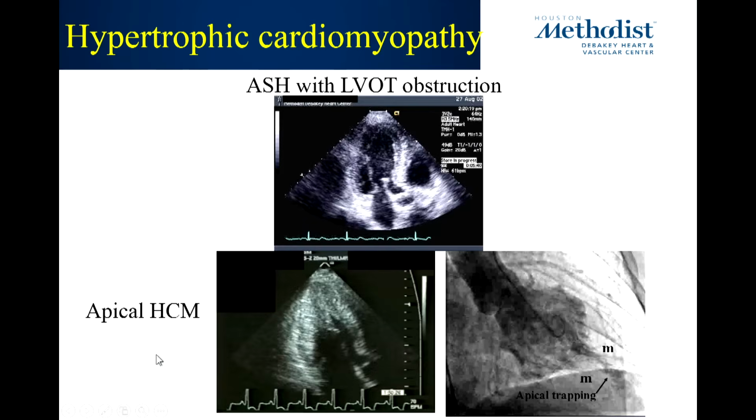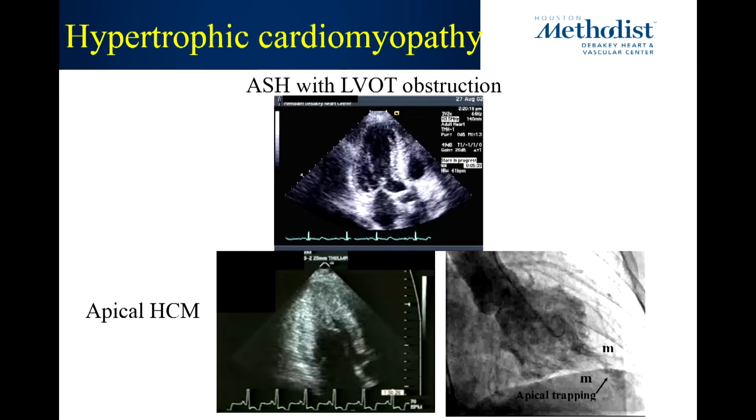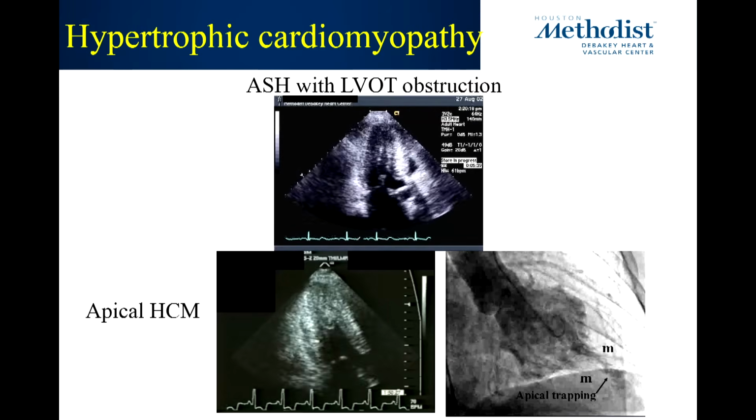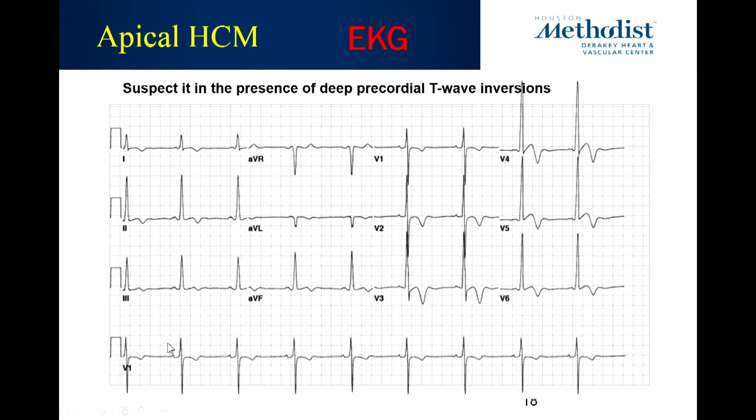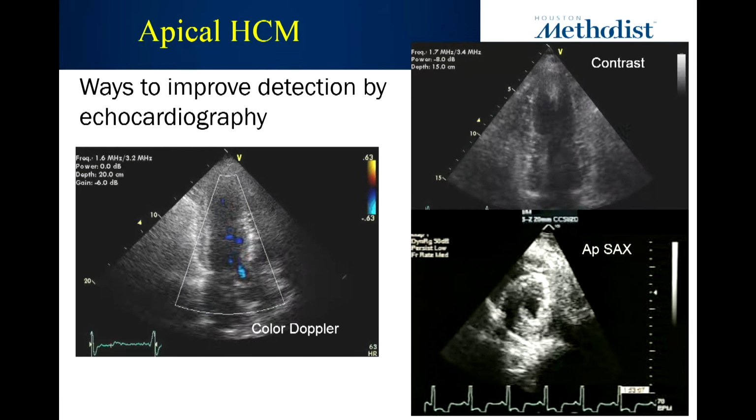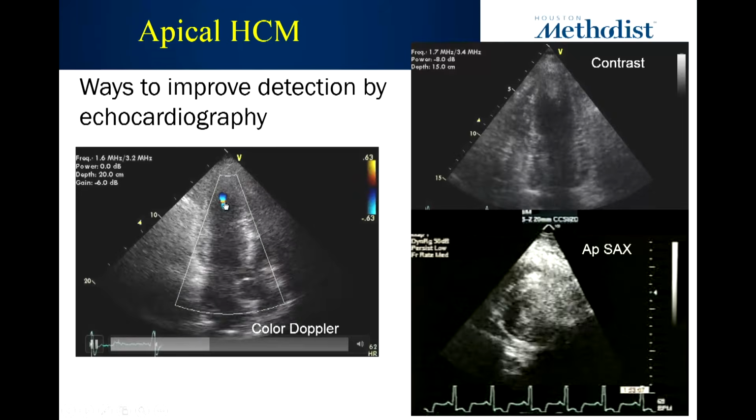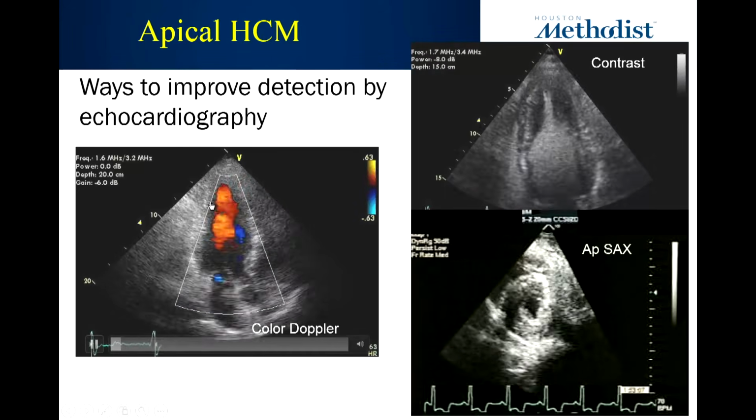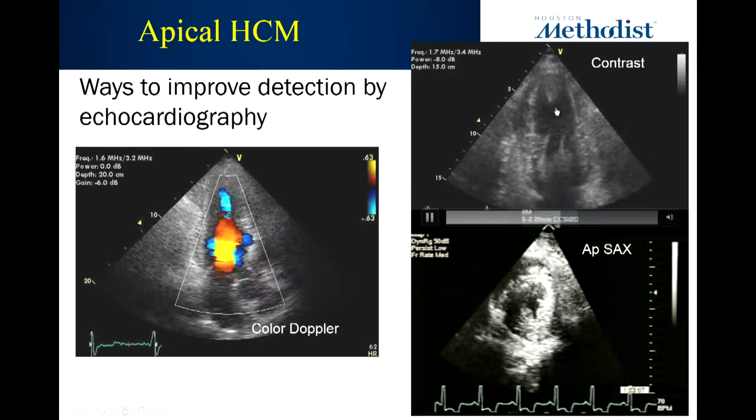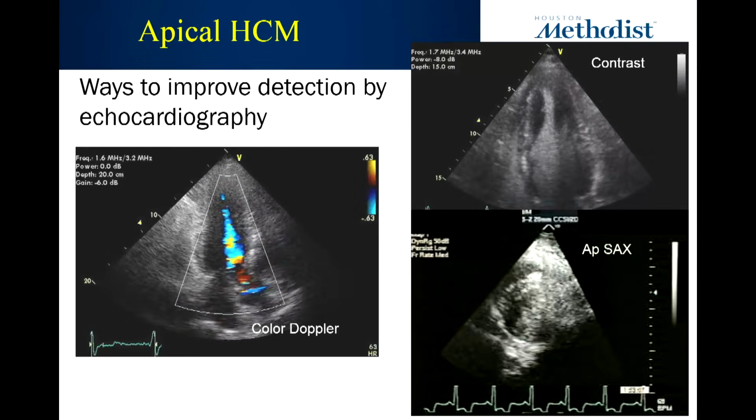For us in echo, the important thing to remember is that this can be missed. In fact, if you don't think about it, you could easily miss it. This is your EKG, very typical. Of course, this could also be good old CAD with ischemia, but if you see somebody with increased QRS voltage and this type of EKG pattern, always think of apical HCM. Color Doppler can be very, very helpful because you see with color very nicely that apical trapping, which can help you see the cavity better. And of course, contrast is 100% diagnostic, okay?